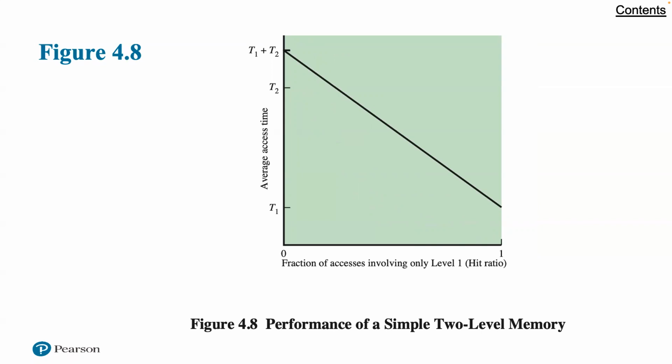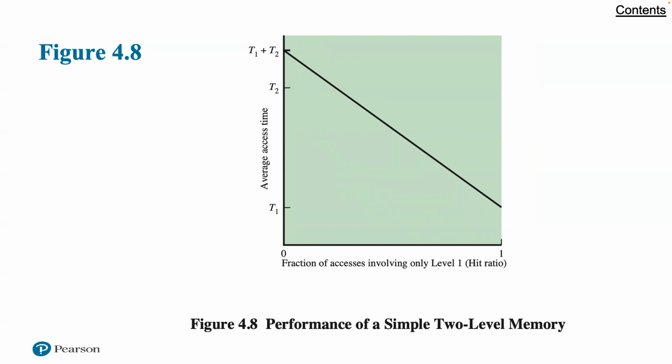So here we have a figure looking at the performance of a simple two-level memory. Suppose that the processor has access to two levels of memory. Level 1 contains X words and has an access time of 0.01 microseconds. Level 2 contains 1,000 times X words and has an access time of 0.1 microsecond. Assume that if a word to be accessed is in level 1, then the processor accesses it directly. If it's in level 2, the word is first transferred to level 1 and then accessed by the processor. For simplicity, we ignore the time required for the processor to determine whether the word is in level 1 or level 2.